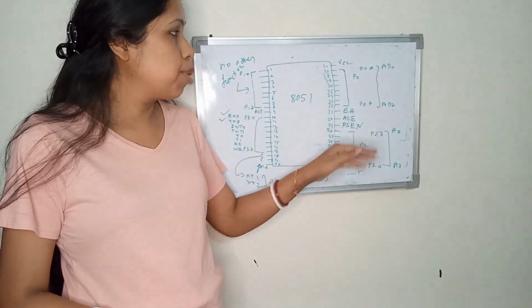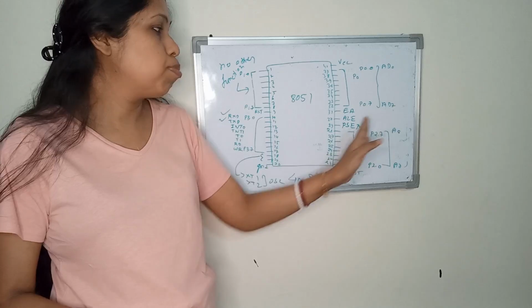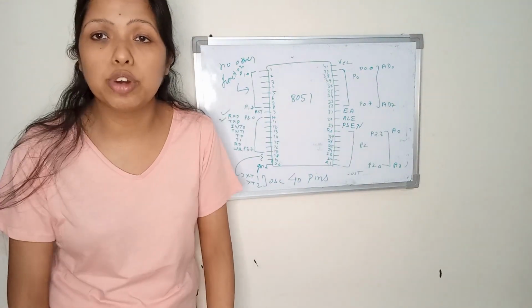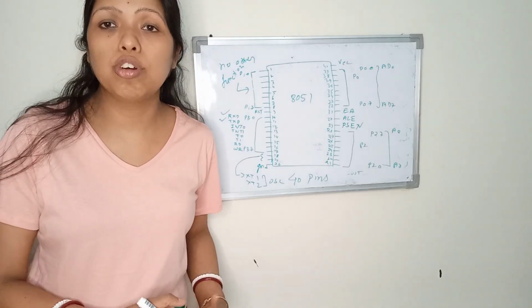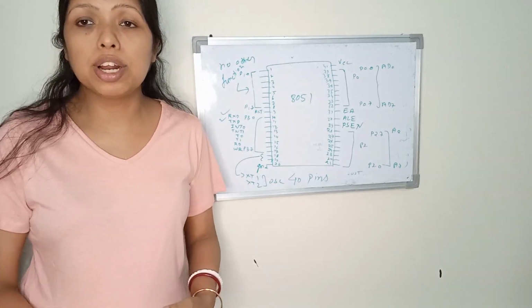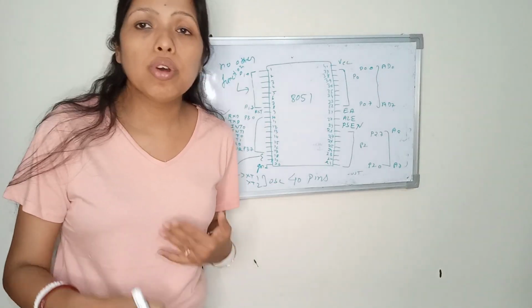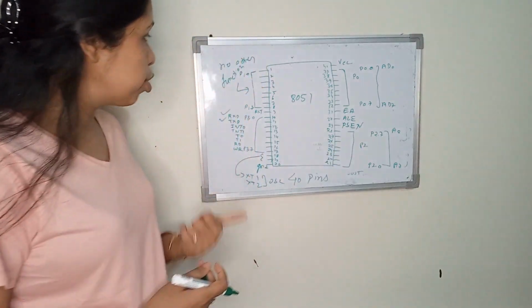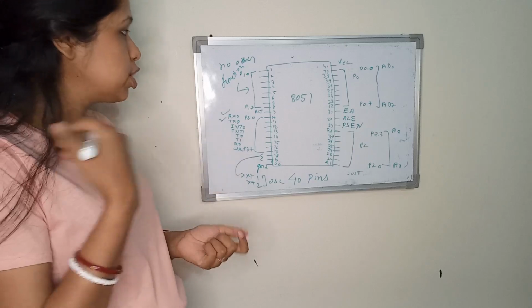So address latch enable demultiplexes the address bus and data bus. Program store enable means if you want to read program from external memory into the 8051 microcontroller, then program store enable is required to be activated. So this is about the 8051 microcontroller pin configuration. Again I am summarizing this.